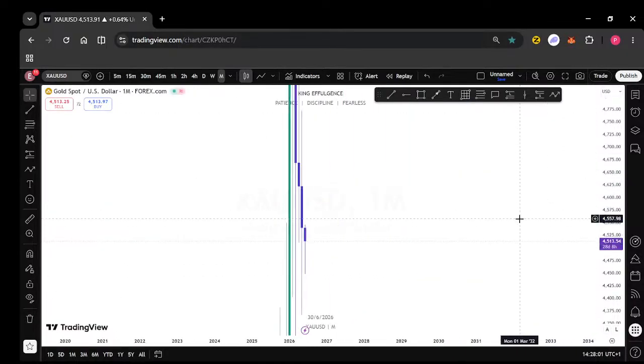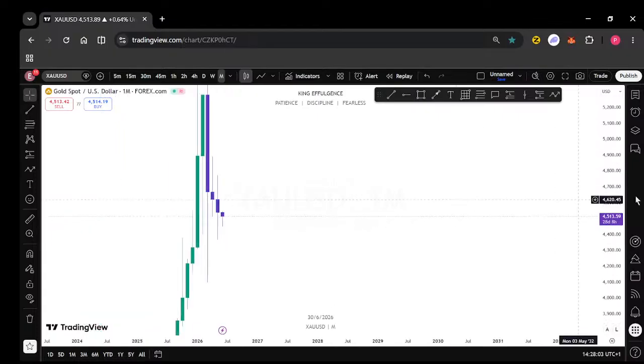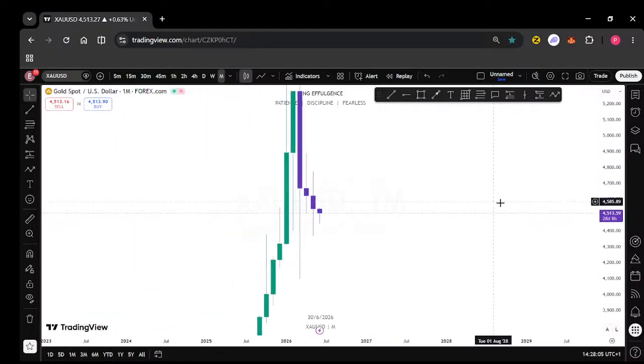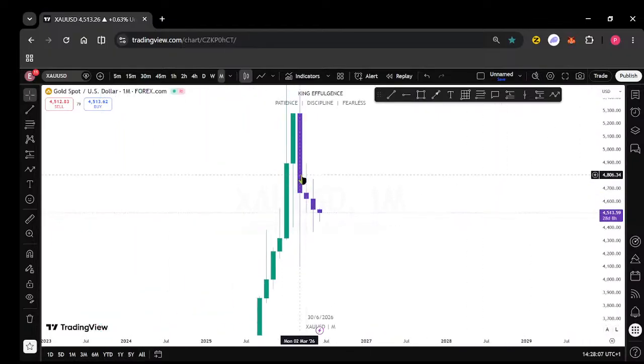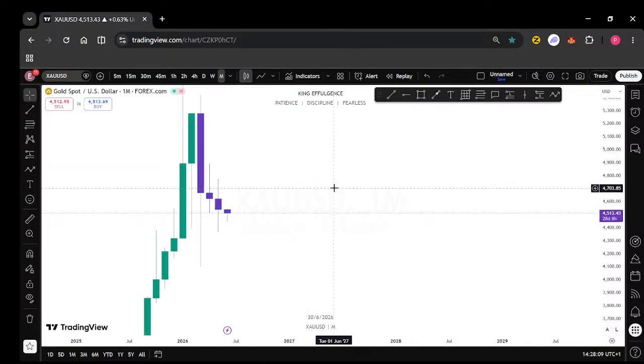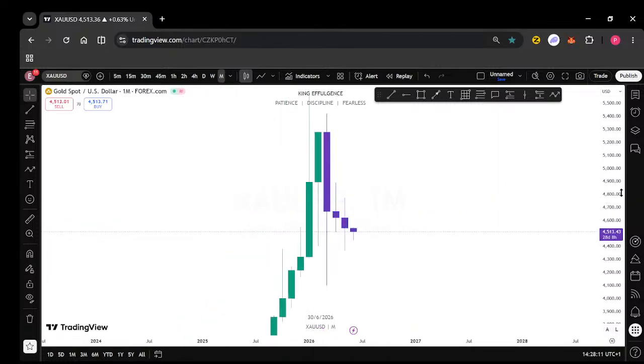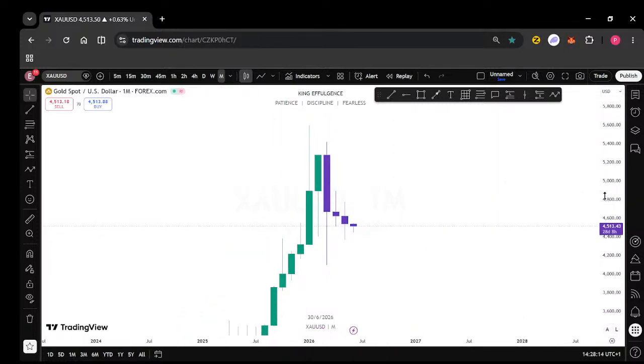Let's go to the monthly since it's a new month. Last month swept. So since March, gold has been bearish in a way, trying to correct liquidity. So last month swept the previous month and all that. It's just this March low that has been there for a while. So the month has started and not too much information on the monthly.